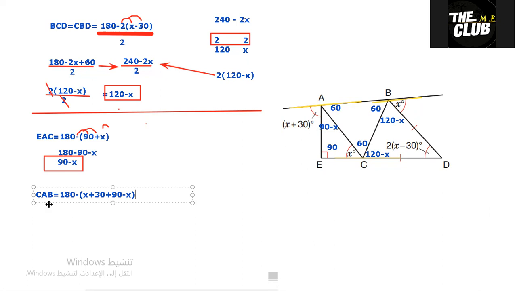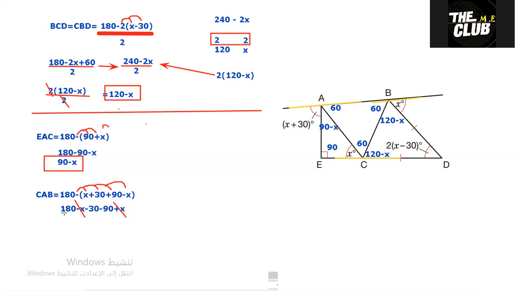Now let's expand. Same idea. I'm going to expand. So I have an x here. The x is multiplied by the negative outside, so I'm expanding: negative with x, negative with 30, negative with 90, and then negative with negative x. So I start from 180, then minus times x gives minus x, minus times 30 gives minus 30, minus times 90 gives minus 90, and minus times minus x gives positive x. Now let's continue. I have minus x and plus x, which cancel each other to zero.